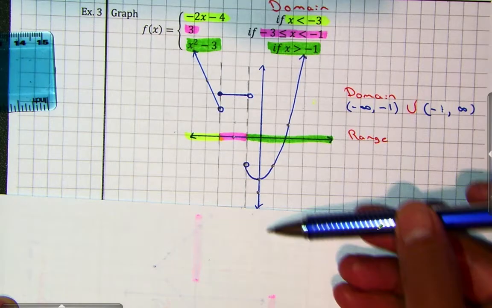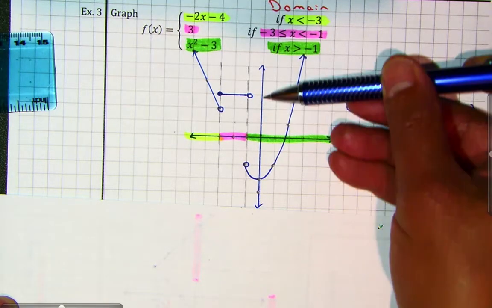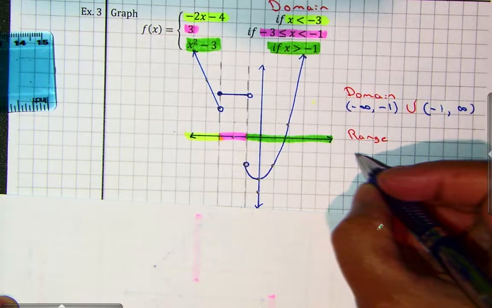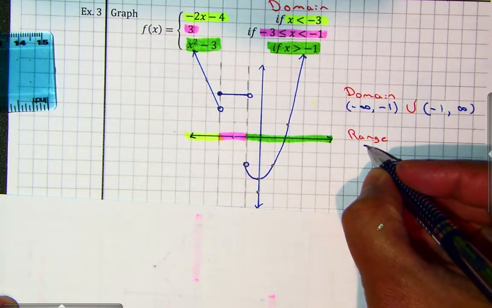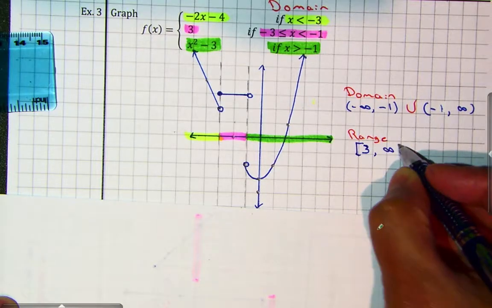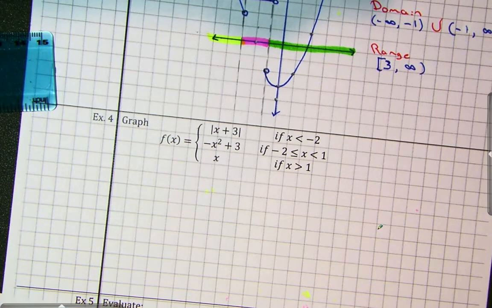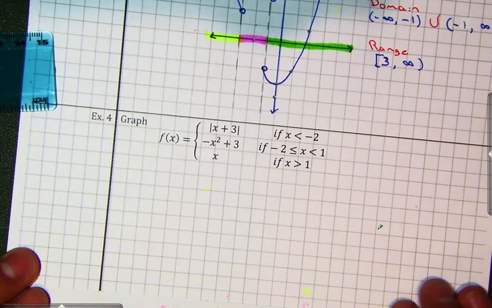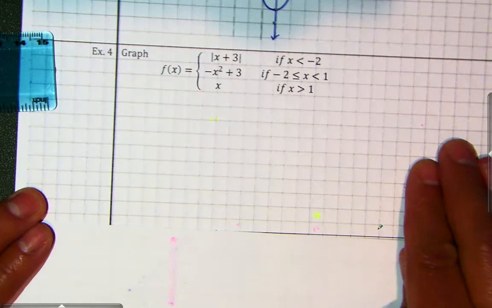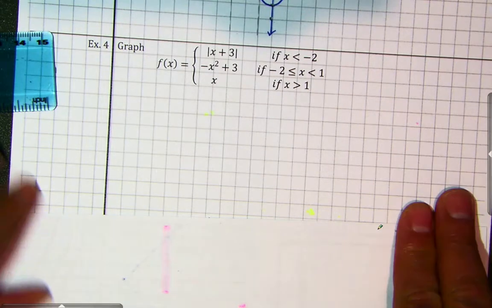For my range, we have starting at -3 all the way to positive infinity. So from -3, bracket, because it includes it, all the way to positive infinity. Example number 4. Copy it down, see what you get, and then we can start once you're ready. Go and pause it.